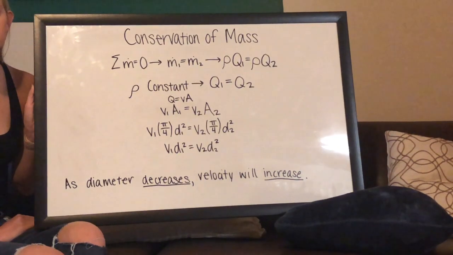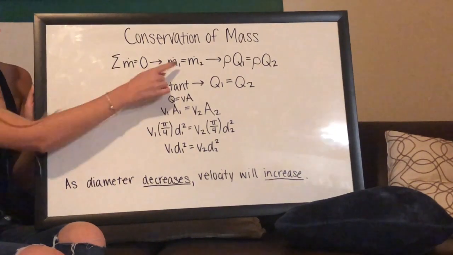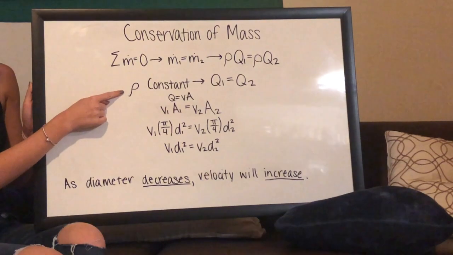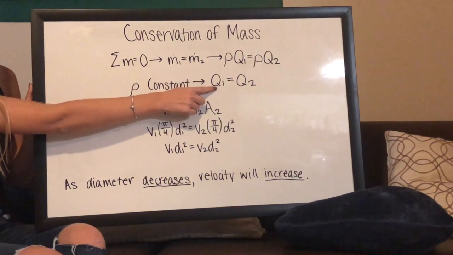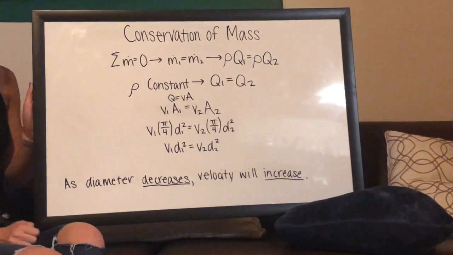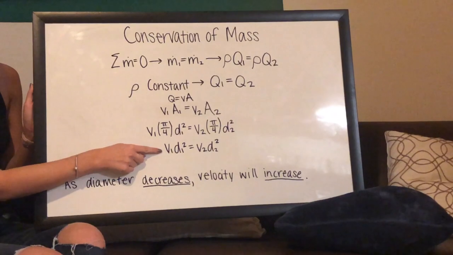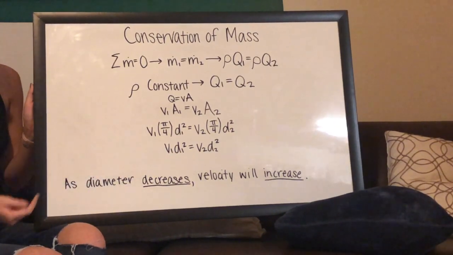Let's move on to the next concept, conservation of mass. Conservation of mass tells us that the mass flow rate going into the system must be equal to the mass flow rate exiting the system. Since we are assuming the system is an incompressible fluid, density is constant, and volumetric flow rate at the first point must be equal to the volumetric flow rate at the second point. So our equation simplifies further to velocity at point 1 times diameter at point 1 squared equals the velocity at point 2 times the diameter at point 2 squared.